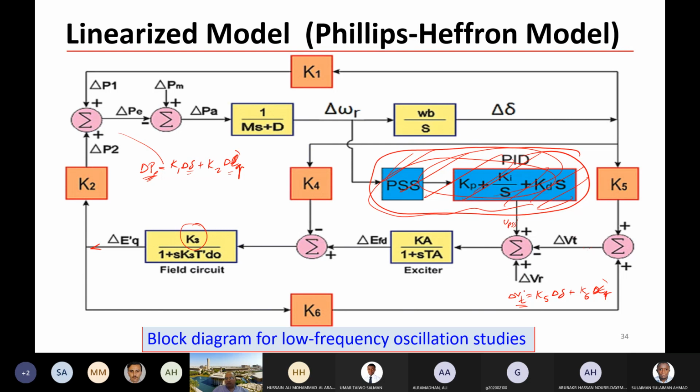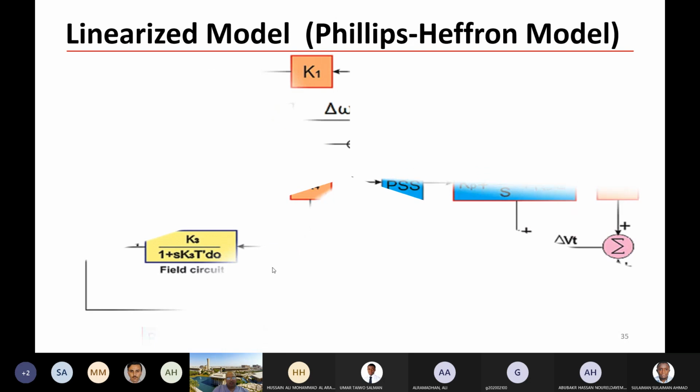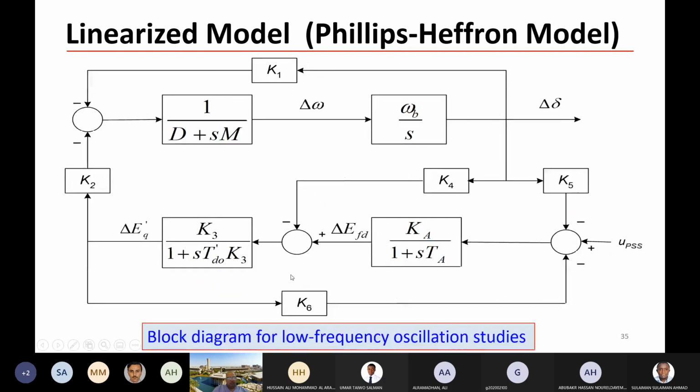So if there is no change in delta V reference and there is no stabilizer, delta VT will go to the regulator here, which is Ka over 1 plus sTA. To clear this block diagram a little bit, let us consider this block diagram. Delta Tm here is 0, we neglect it. Delta Vm, and we have here delta V reference, which is also 0.